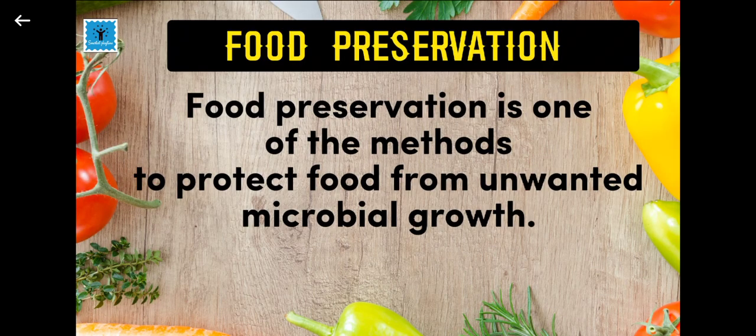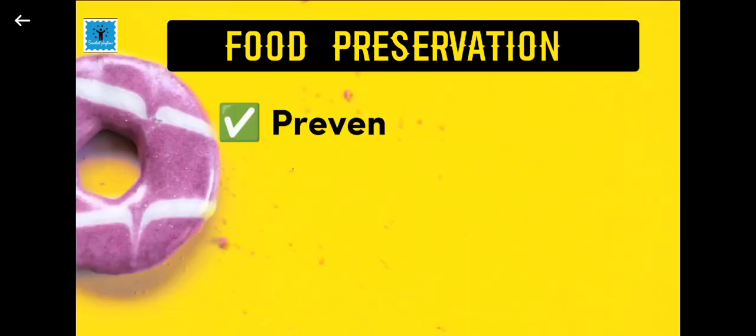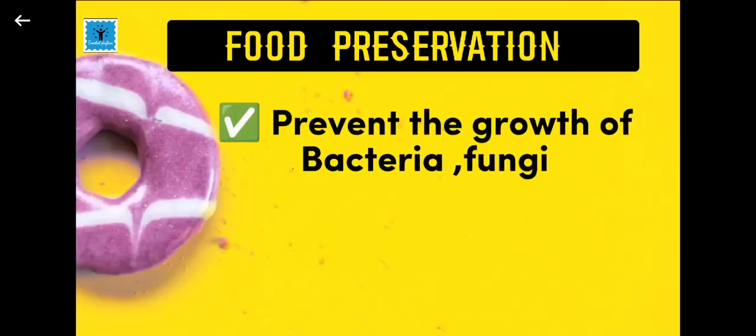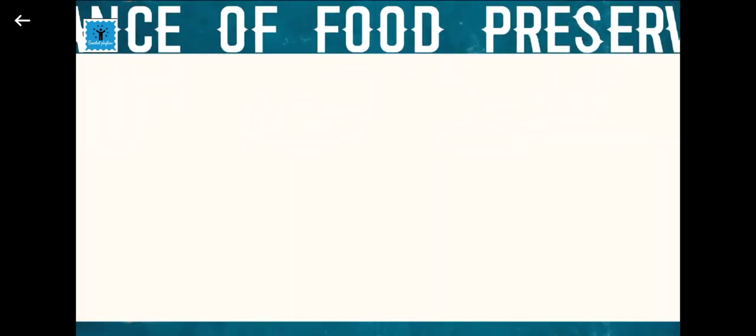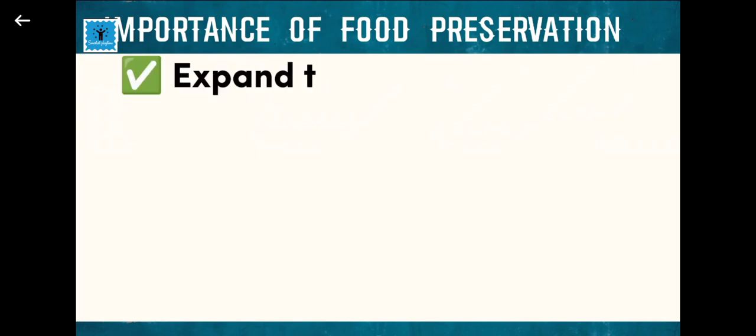The process by which food is treated and handled to stop or slow down the food spoilage and loss of quality is called food preservation. Preservation usually involves preventing bacteria, fungi, and other microorganisms from developing as well as reducing their growth. Food preservation is very important.